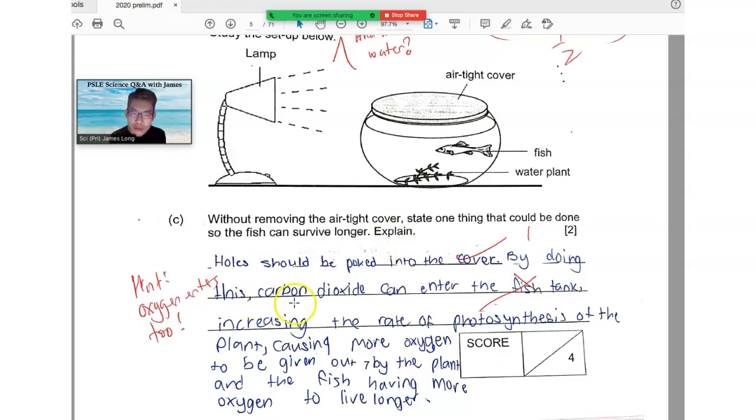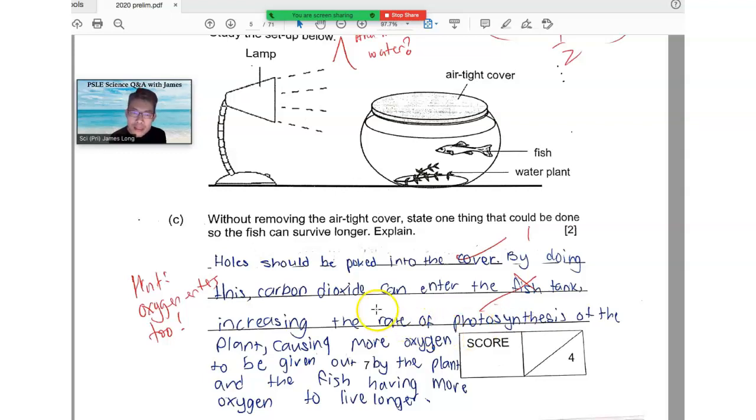Now, of course, a few of you mentioned carbon dioxide entering, increasing photosynthesis. That is technically true, but you should reflect back on the composition of air. How much of air is made up of oxygen? 21%. How much of air is made up of carbon dioxide? 0.03%. So how much more oxygen can your plant give you with a little bit of carbon dioxide that can enter through the hole, versus how much more oxygen it can get directly from the air?